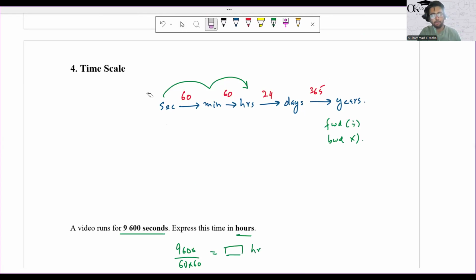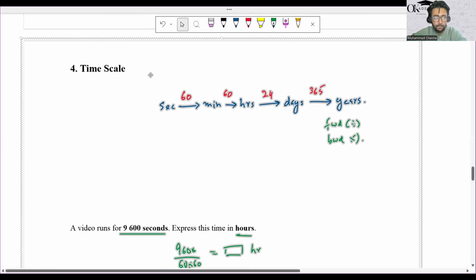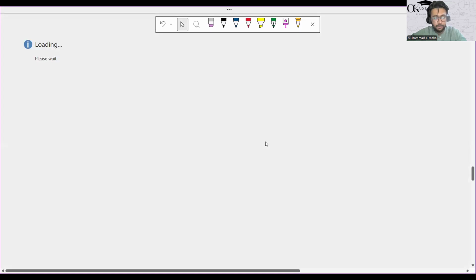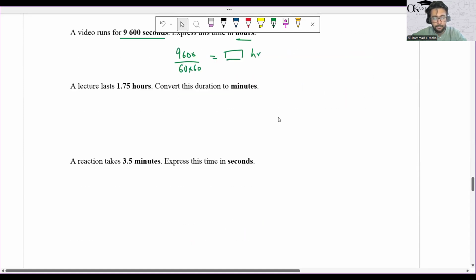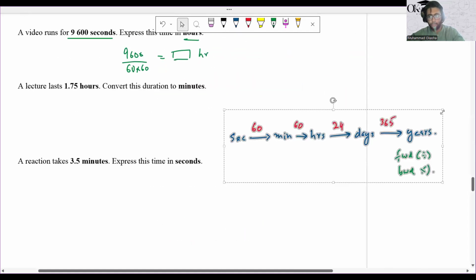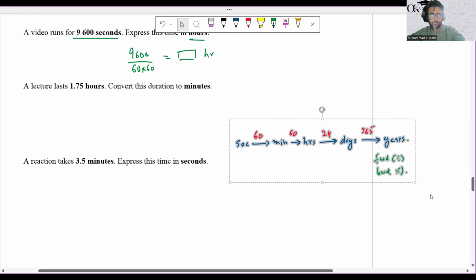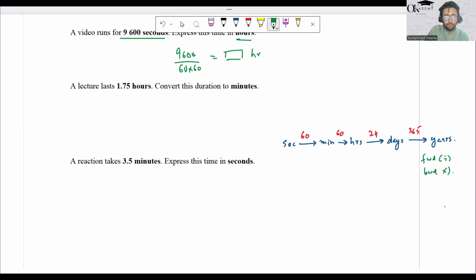Let me take this conversion ratio and use it to solve the rest. A lecture lasts for 1.75 hours. So hours means we're standing over here. Convert this into minutes. Backward, multiplication. 1.75 times 60. You're going to get a certain number of minutes.